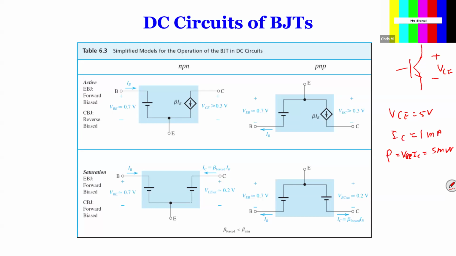In power amplifiers, we want VCE not too big, and the current has to be small. If you reduce VCE to 1 volt, you reduce the power by 5 times. If you reduce the current from 1 milliamp to 1 microamp, you reduce by 1,000 times. So altogether you reduce by 5,000 times. But unfortunately, a BJT can't do that because the VBE is 0.7.